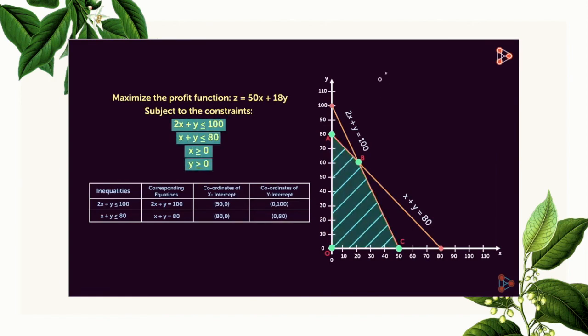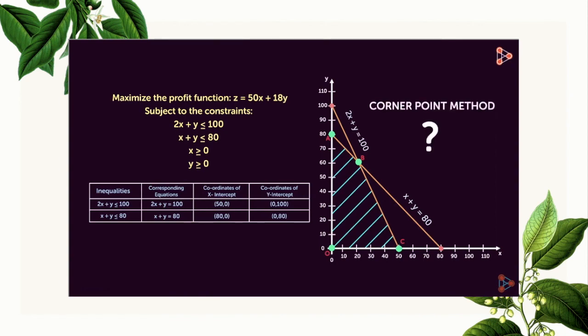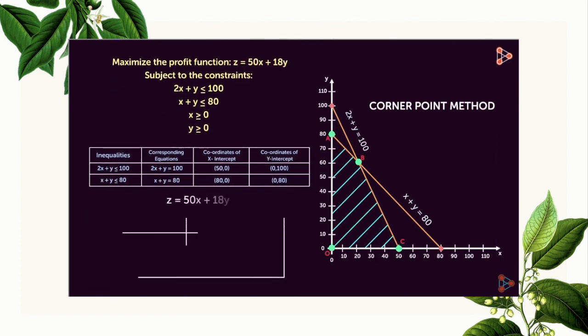Then how will we find the optimal solution? Since there are many possible solutions for this problem, we will use the corner point method to find the maximum profit. Now, what's a corner point method? In this method, the solution of a linear programming problem lies on the corner point of a feasible region. The coordinates of the corner points are substituted for the values of x and y in the objective function. In this example, points O, A, B, and C are the corner points of the feasible region. We will evaluate the objective function by substituting these points as values of x and y one by one.